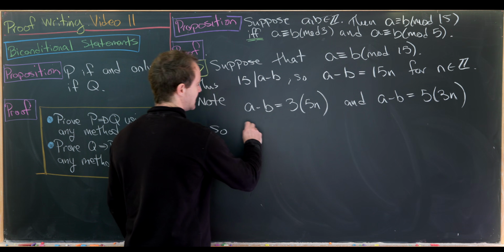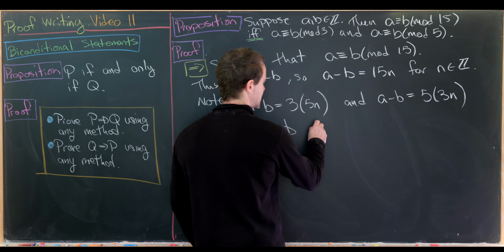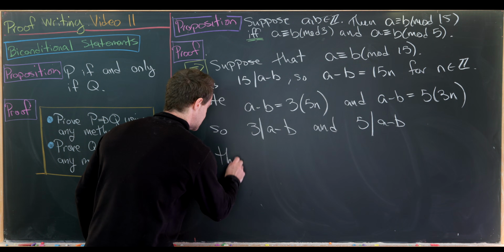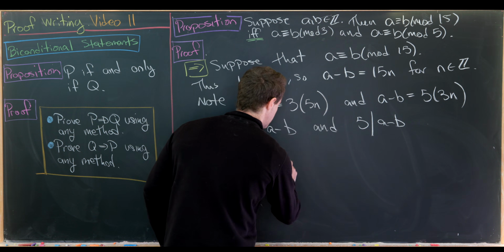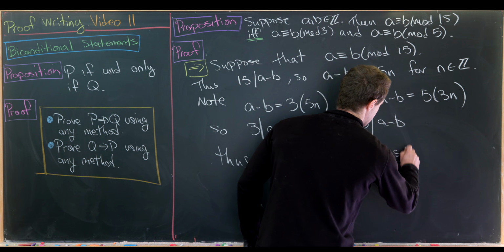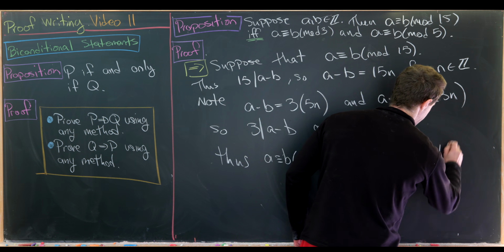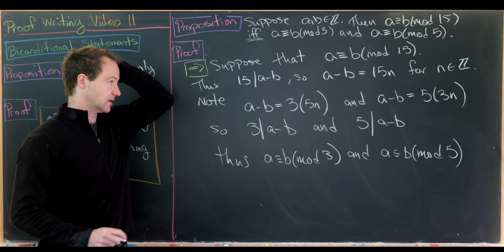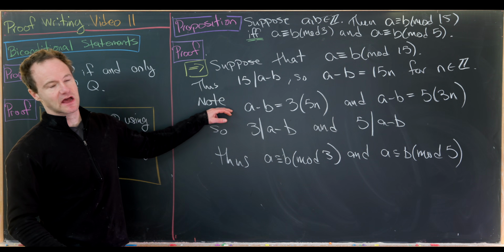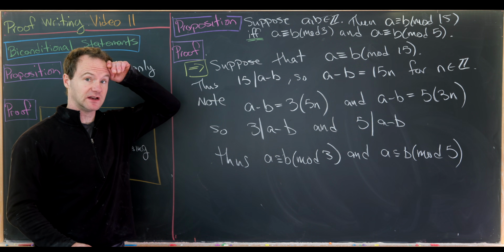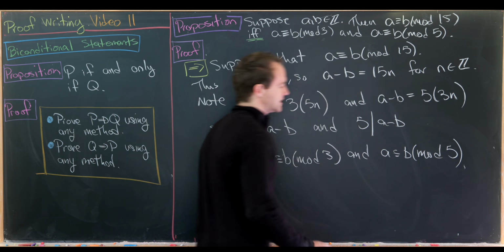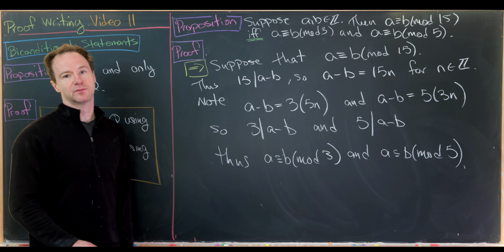So now we would maybe say that 3 divides a minus b and 5 divides a minus b. Thus, a is congruent to b mod 3 and a is congruent to b mod 5. Again, note what we did here is we unpacked the definition, did a tiny bit of a calculation. It was really just the factoring of 15 into 3 times 5, and then repacked the definition. Okay, so that finishes the proof of this direction. So now let's do a proof of the other direction.